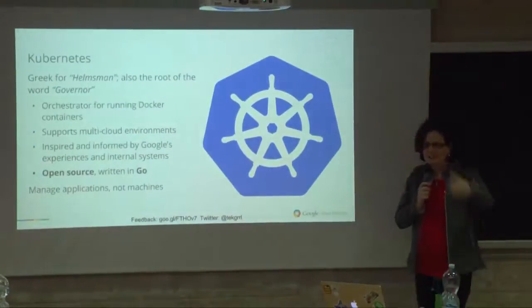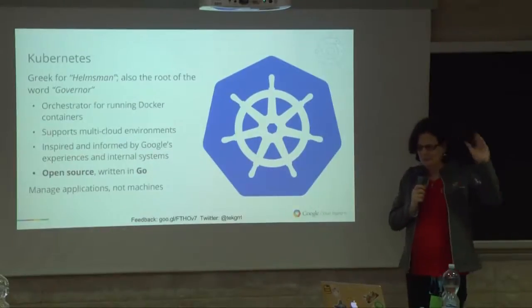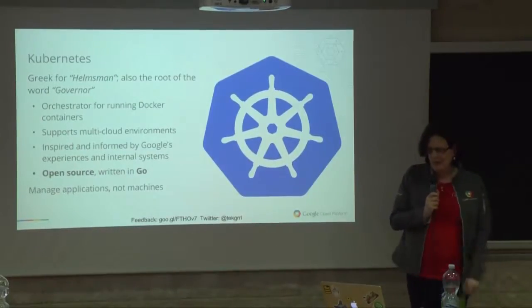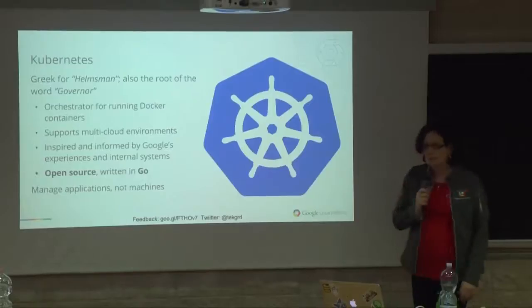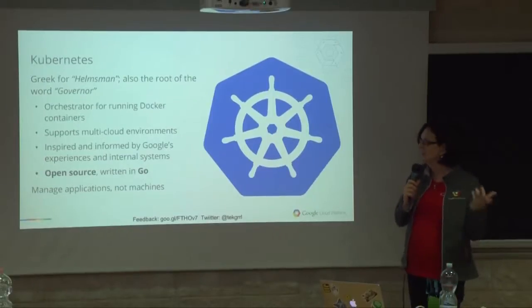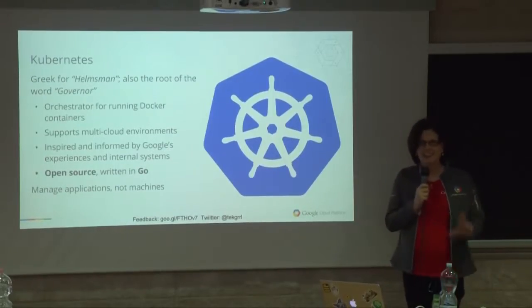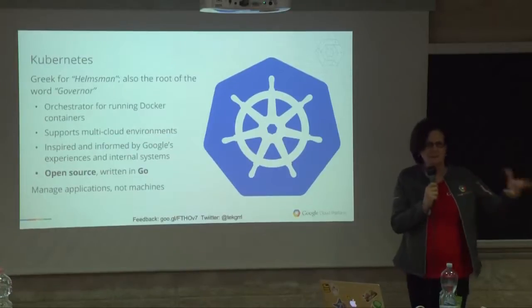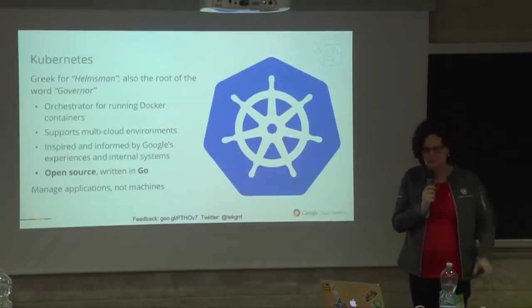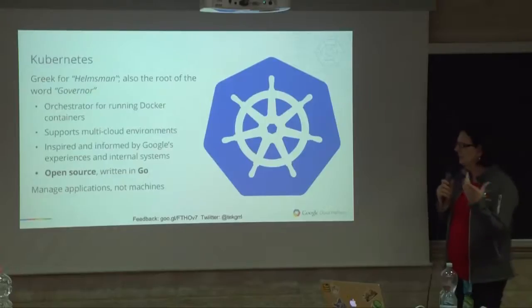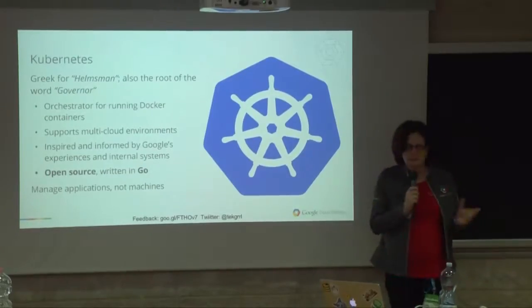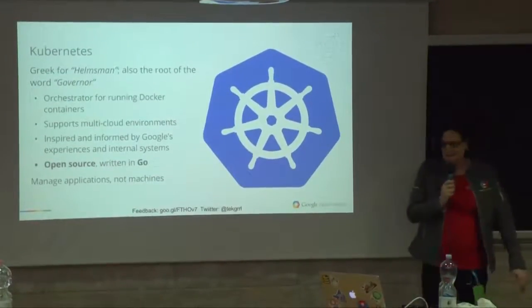So Kubernetes, and yes, points for that, it means helmsman of a ship, and I think governor is a better word for it, so it's the root of the word governor. I think it makes sense that a governor is somebody who's in charge of a ship, something that governs the ship. Orchestrator, we're getting back to that word orchestration, orchestration for running Docker containers.